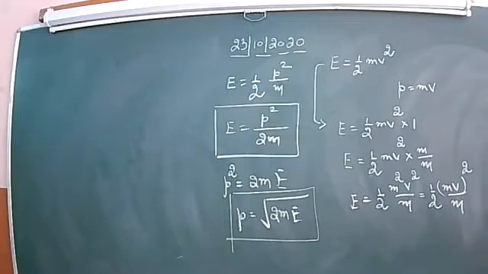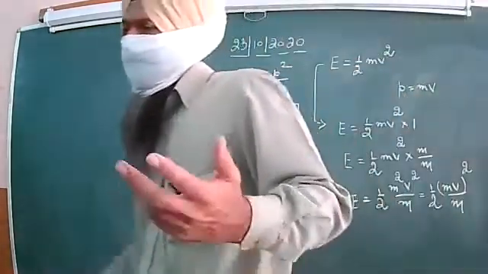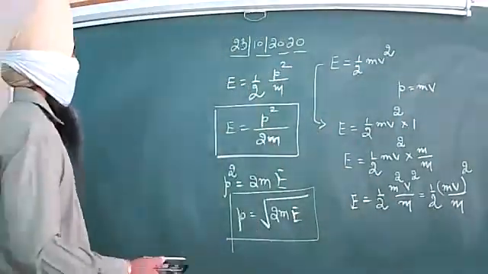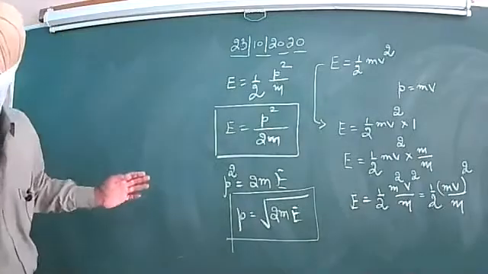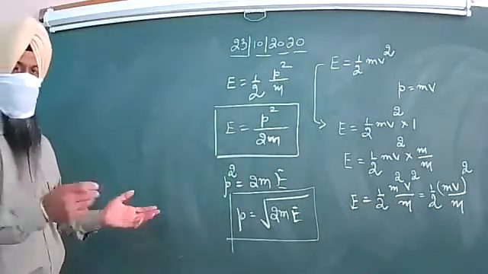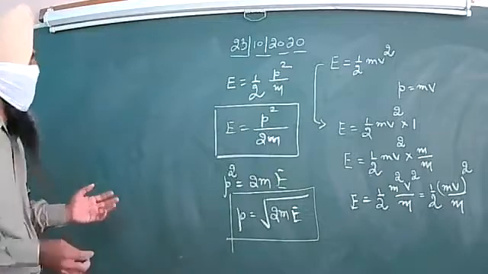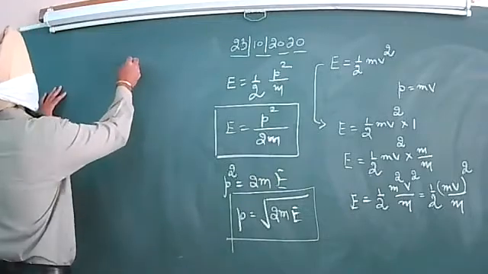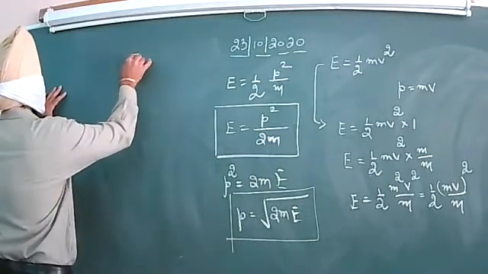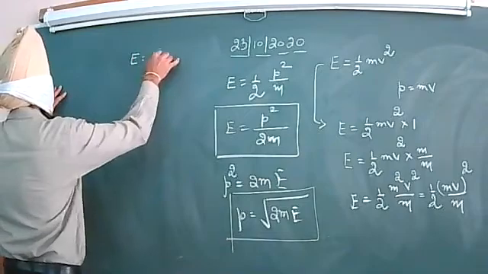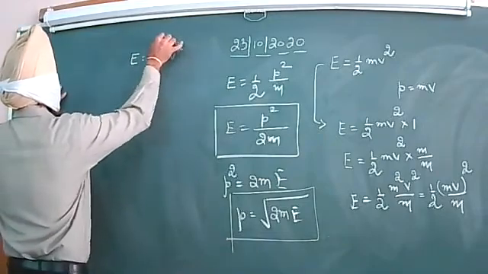So dear children, let me further talk in terms of some small numerical problem over here. As we were last time having the concept of kinetic energy, the kinetic energy E is equal to half m into v square.